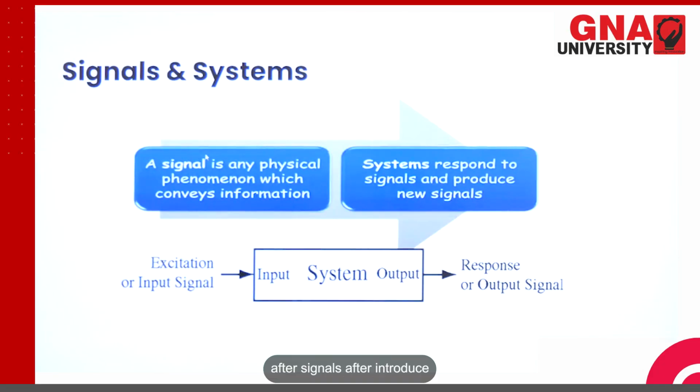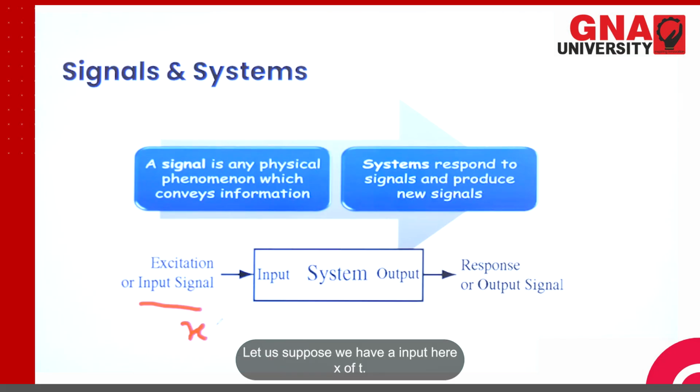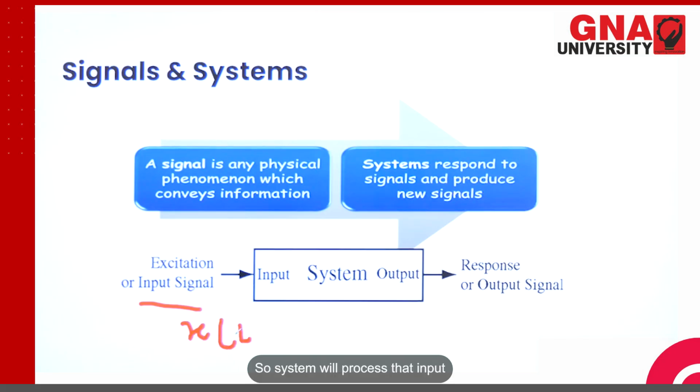So next, after introducing signals, is systems. As we know, a signal conveys some information in the form of dependent and independent variables. Now what is a system? It takes the input. Let us suppose we have an input x of t. The system will process that input and generate some output y of t. So this is called a system.